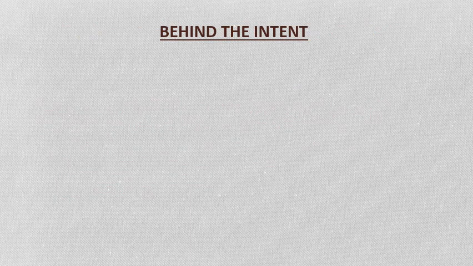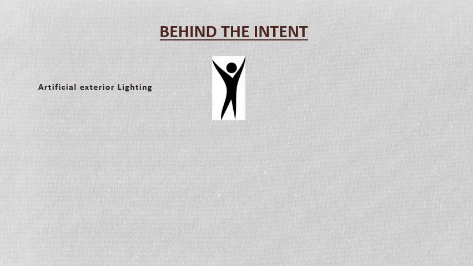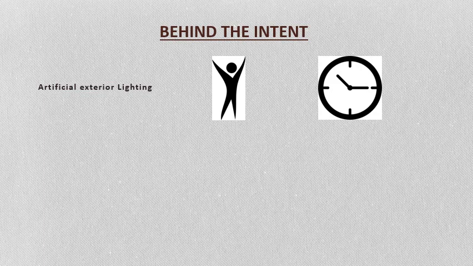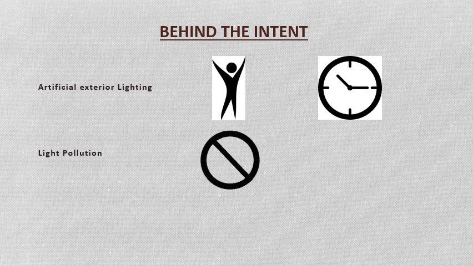Let's look at the behind the intent for this credit. Artificial exterior lighting not only provides human safety and comfort, it enables us to productively use more hours of the day. If done correctly, it can provide us a lot of advantages such as safety, security, building identification. However, poor lighting decisions cause light pollution. Now, light pollution is the misdirection or misuse of light, which generally results from an inappropriate application of exterior lighting. Light pollution creates an abundance of environmental problems.